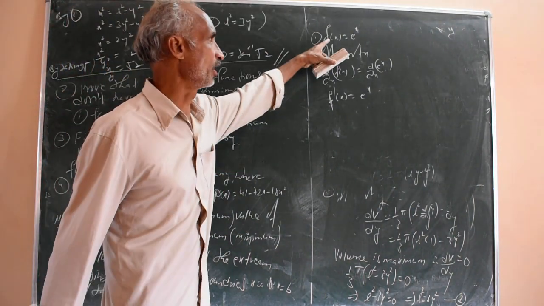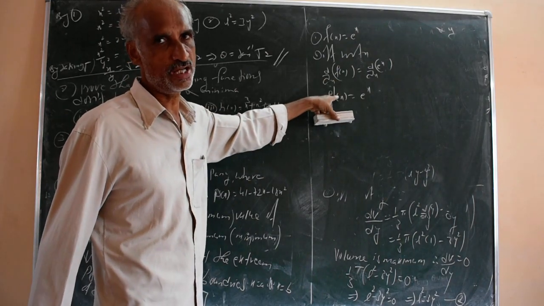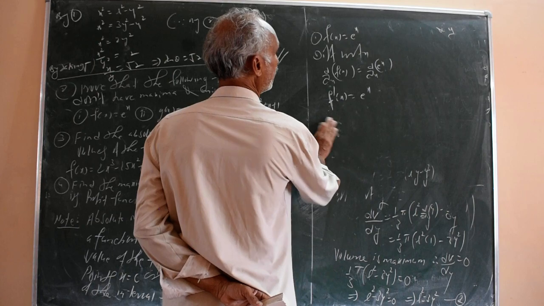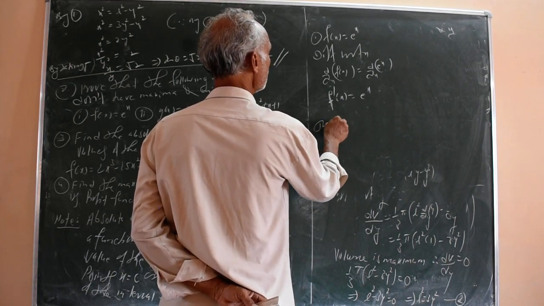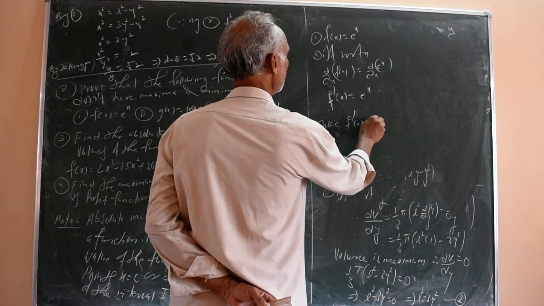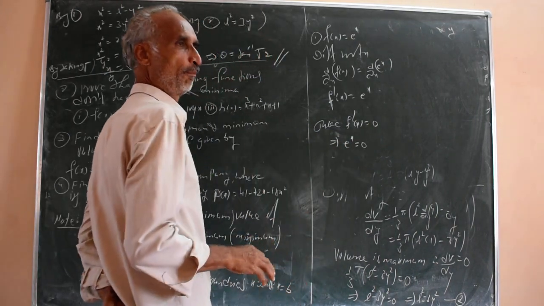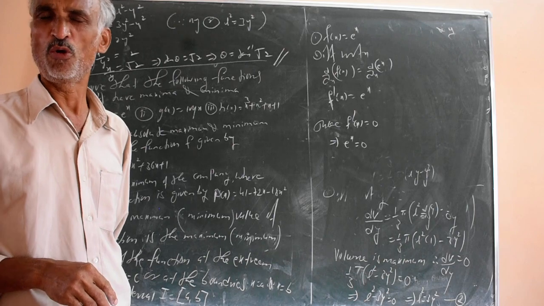If the function is taken, you get dy by dx. Take dy by dx to 0. So therefore f dash of x is 0. Take f dash of x is 0, which implies e raised to x is 0. But e raised to x will never be 0.